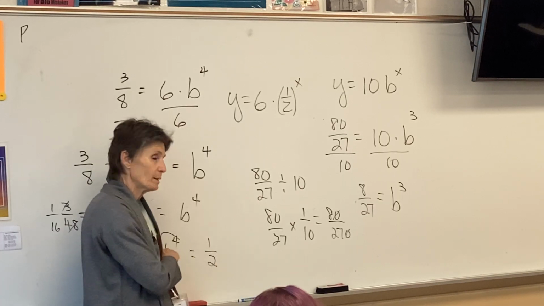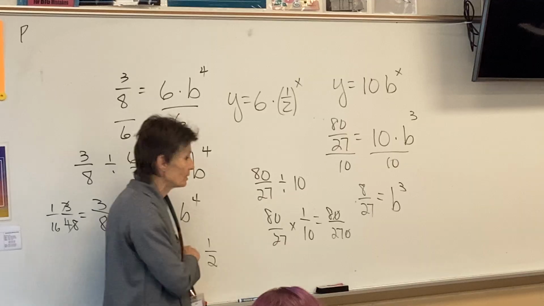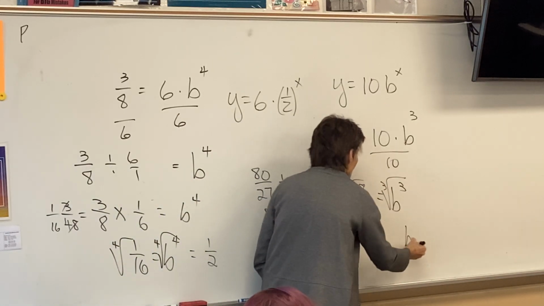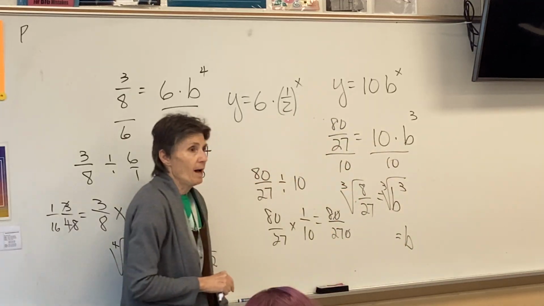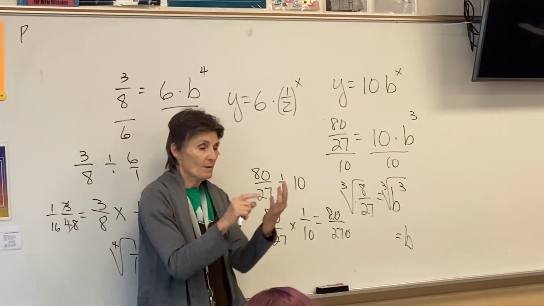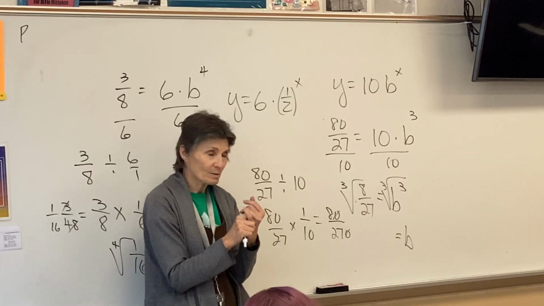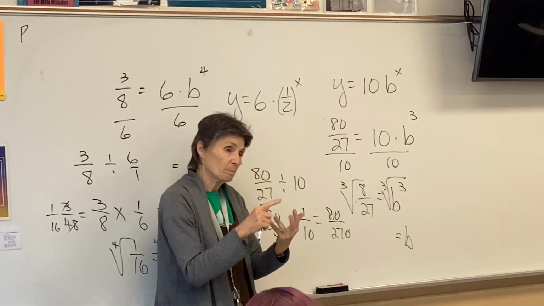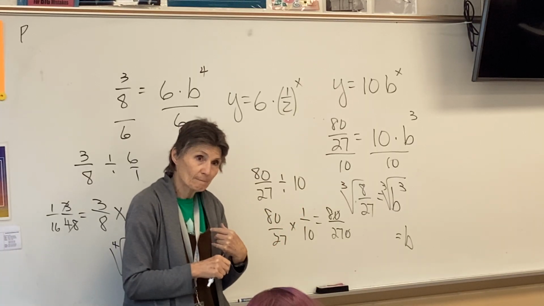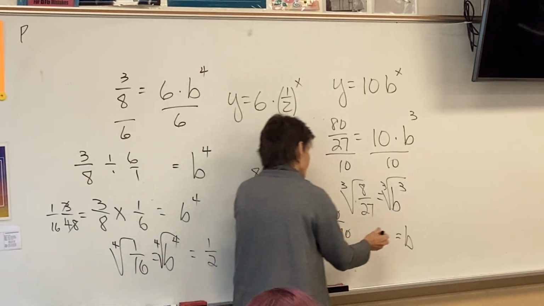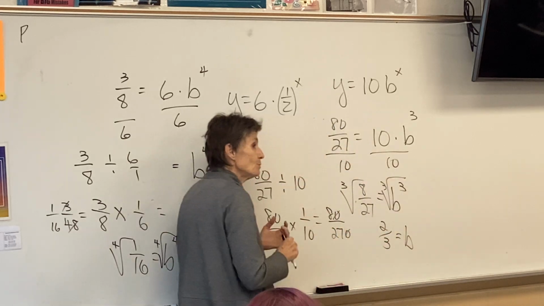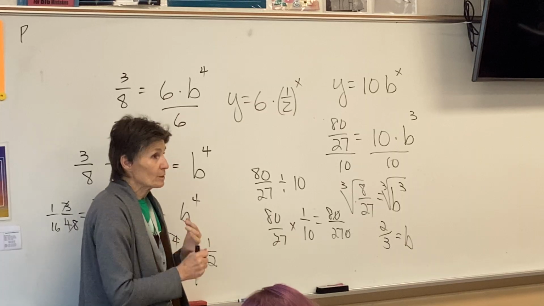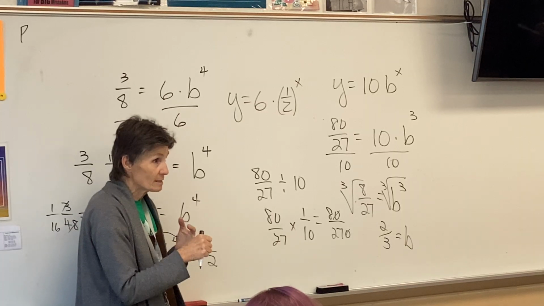Now remember over here when I had to do the fourth, I looked for a fourth root. Here I'm gonna cube root, because that's a b cubed. That means I'm looking for something that when I multiply it 3 times, I get 8. And then something else, when I multiply it 3 times, I get 27. 2/3. 2 times 2 times 2 is 8. 3 times 3 times 3 is 27.